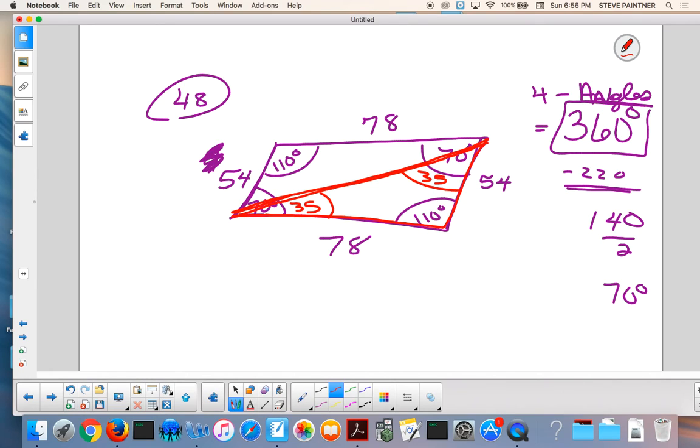And if you want your diagonal, I always start with law of sines. Do you know an angle and the opposite side? And the answer is, yes, you do. You know this, 35 degrees, opposite 78. What you want is this side, the longest diagonal. I'll call it D for diagonal. So to me, this one is good to go with law of sines.